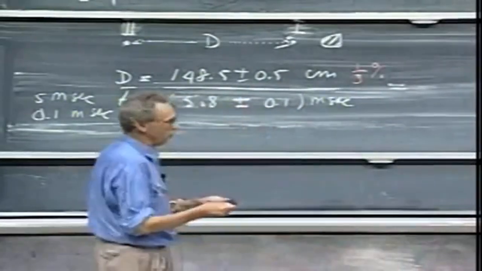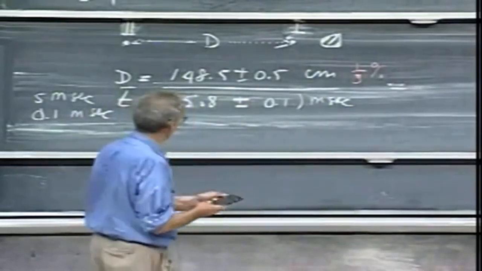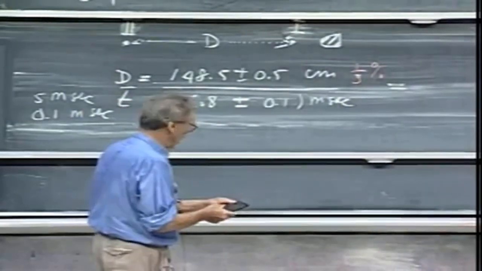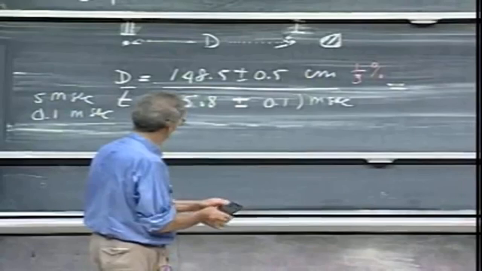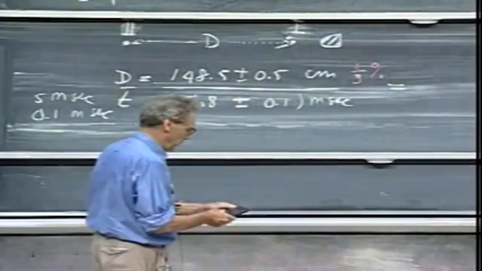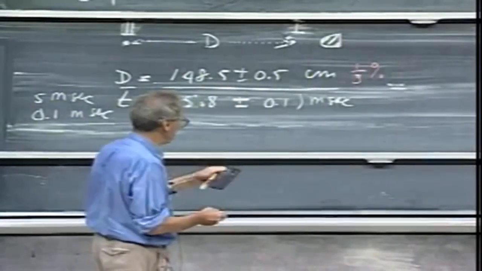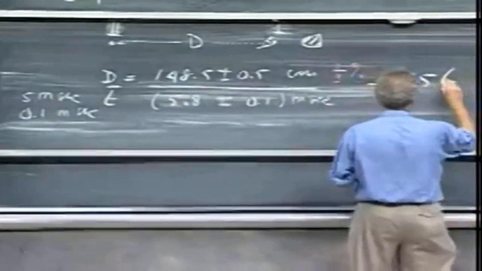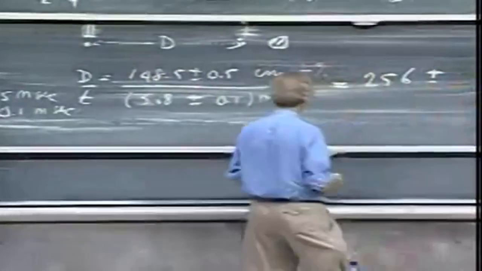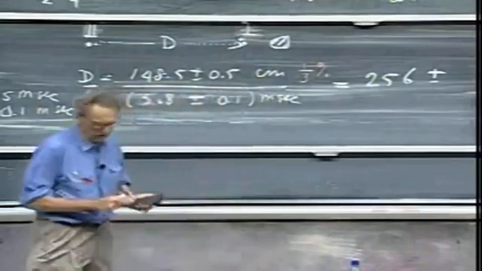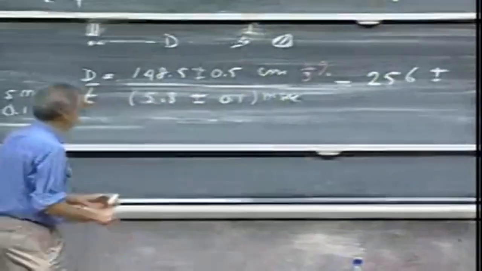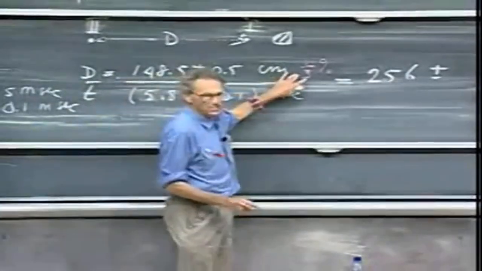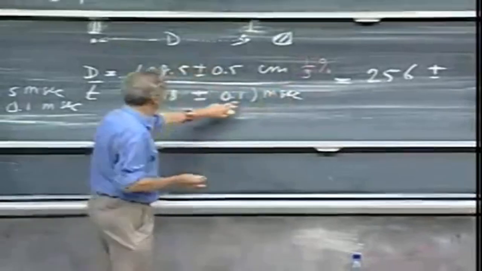Call it speed or call it velocity, it's the same thing in this case. 148.5, 5.8, and I have to convert it to meters per second. That brings it at 256 plus or minus. Now you come in here with your plus or minuses. This is a 1/3% error. It's negligible compared to this one.